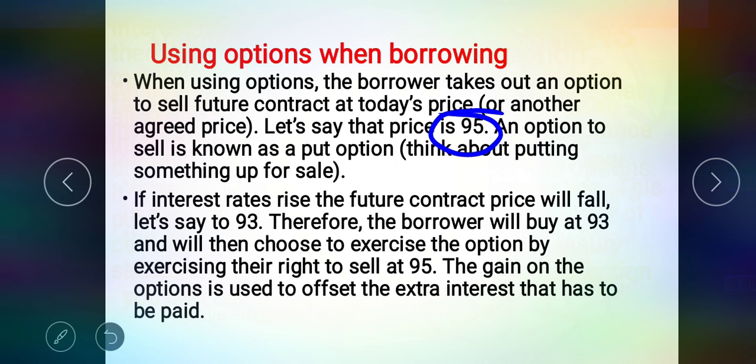If interest rates rise, the future contract price will fall. Let's say the future price will be 93. Therefore, the borrower will buy at 93 and exercise the option by exercising the right to sell at 95. The gain on the option is used to offset the extra interest that has to be paid.